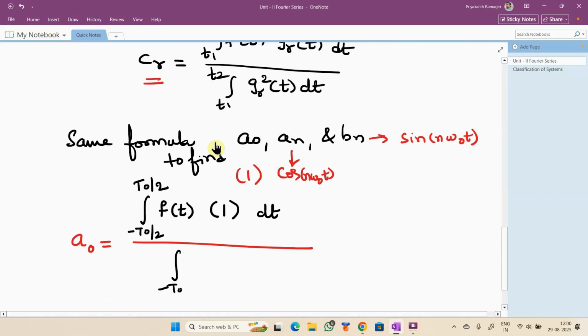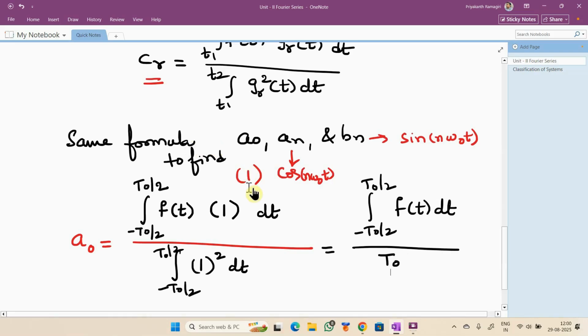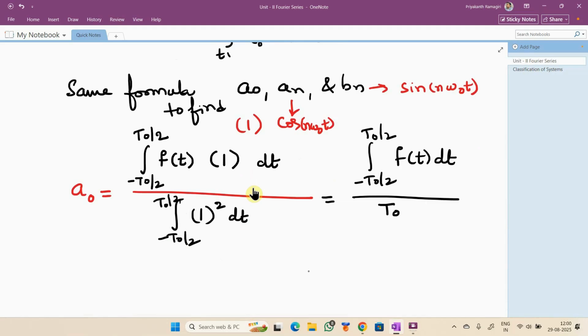divided by the integral over a cycle. What is gr? It is 1. So 1 square, it is 1, right? Now, can you please tell me what happens? Integral minus T naught by 2 to T naught by 2, f of t into 1 is f of t dt. And what is the denominator simplified? T naught. Okay, because it is 1, with applying the limits, you'll get T naught.